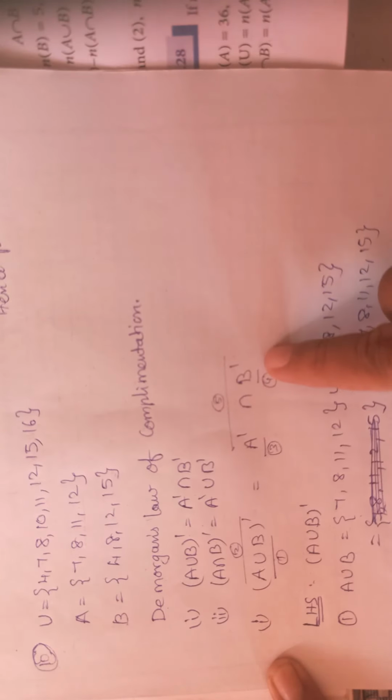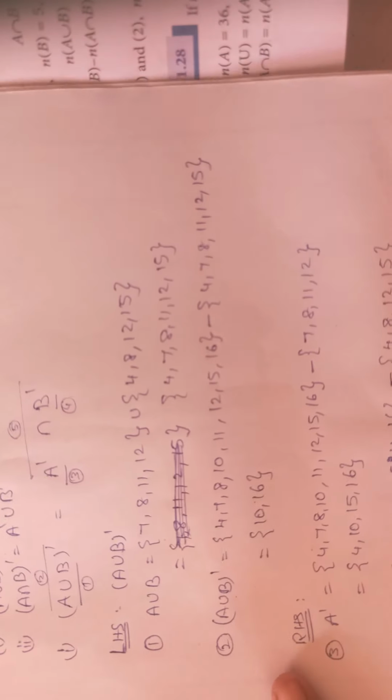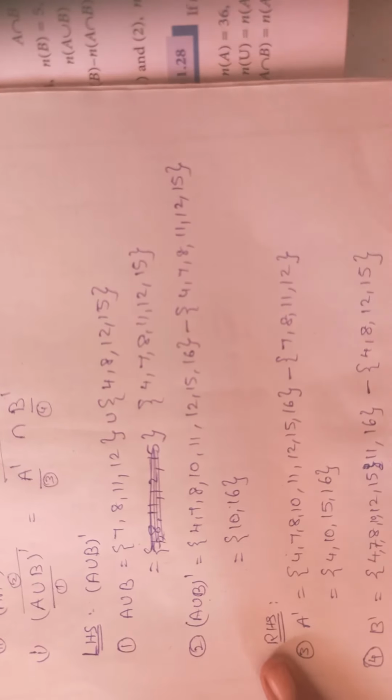Now we apply the first De Morgan's law, that is (A union B) whole dash equals A dash intersection B dash. As you know, we have been following a 5-step process. The first step is A union B, and the next step is (A union B) whole dash. So we take the left hand side first. It is (A union B) whole dash.